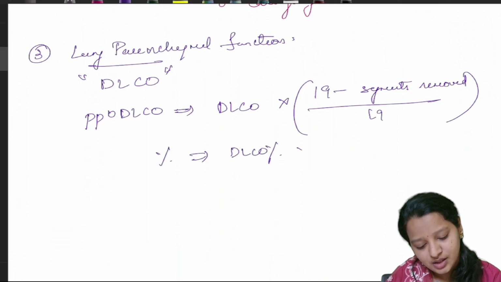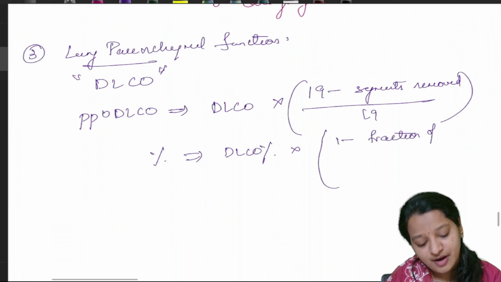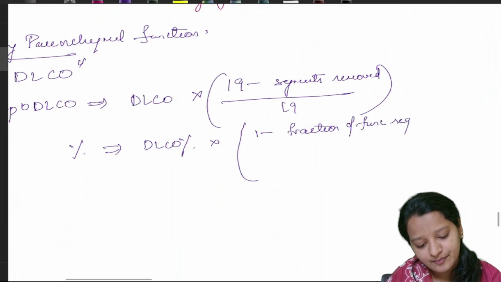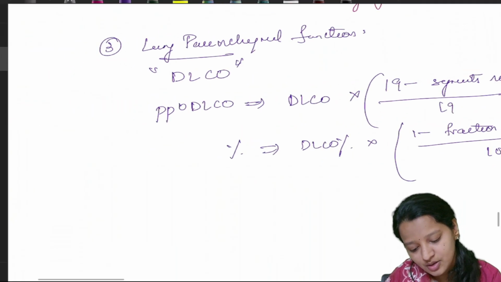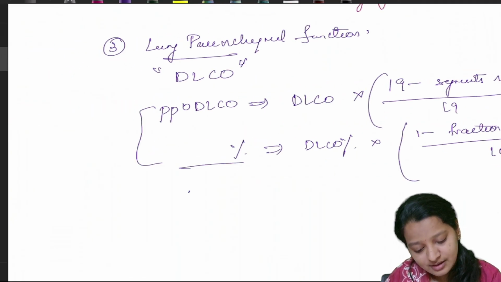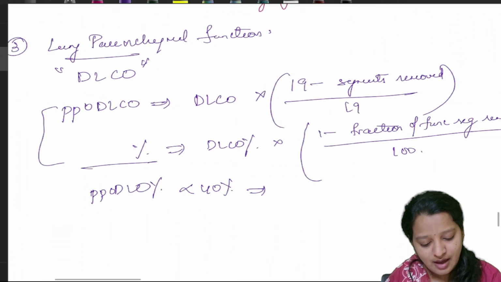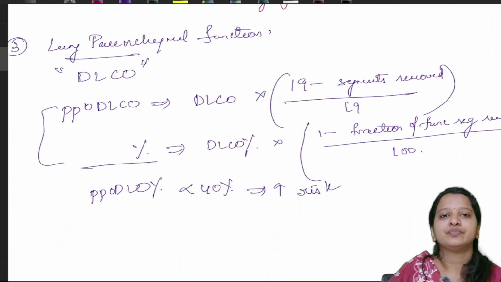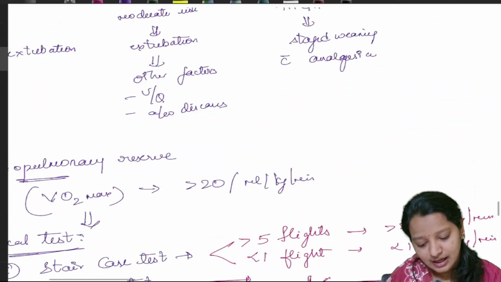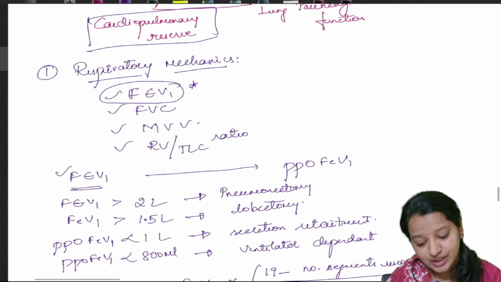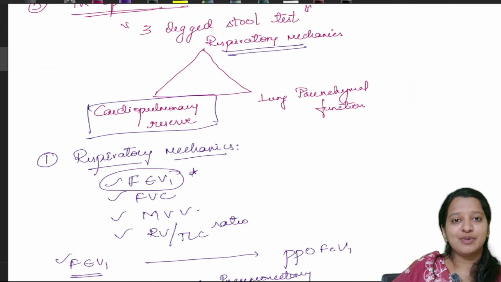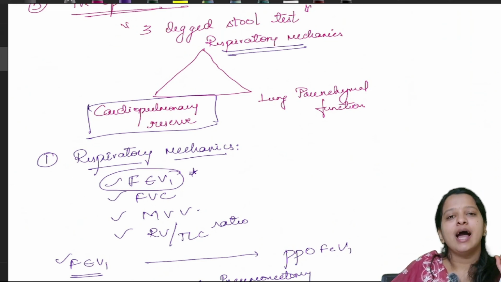The percent is also the same: DLCO percent into 1 minus fraction of functional segments removed, by 100. So again, if this post-operative predictive DLCO percent is less than 40%, there is increased risk. Okay, so these are the three tests. Three-legged stool test, that is respiratory mechanics, cardiopulmonary reserve, and lung parenchyma.